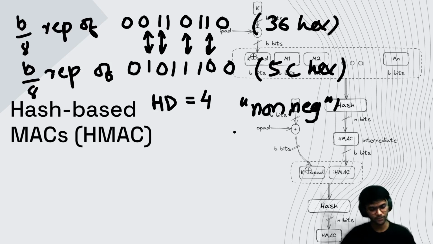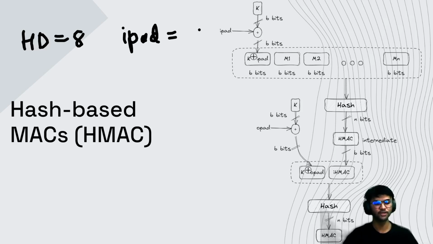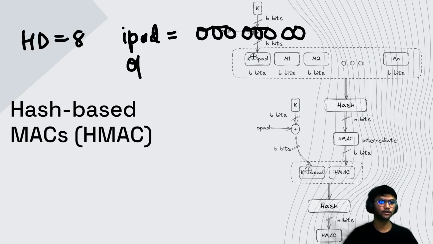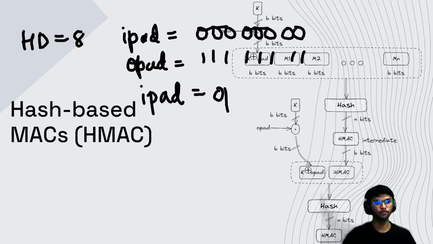What I mean by that is, let's say we take the maximum Hamming distance of 8. In that case, the ipad will be, let's take all zeros, and the opad, let's take that as all ones, since the Hamming distance we have decided is 8. Now, you'll notice the number of different bits between them is 8, hence the Hamming distance is 8. In such a case, you'll notice that the ipad is exactly the complement of the opad.